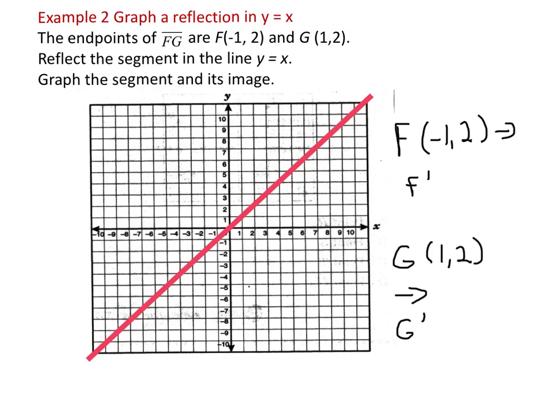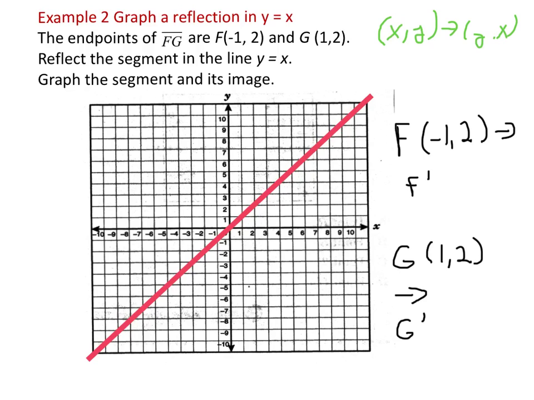Okay, example 2, graph a reflection in the y equals x line. The endpoints of the segment FG are F(-1, 2) and G(1, 2). Reflect the segment in the line y equals x, graph the segment and its image. So you can see I already went through and drew in my y equals x line because I think it helps visually to see it. And then I wrote out my 2 points, and now I'm going to translate them. Remember what my rule says. My rule says for the y equals x line, I'm going to take whatever my point is, and I'm going to turn it around.